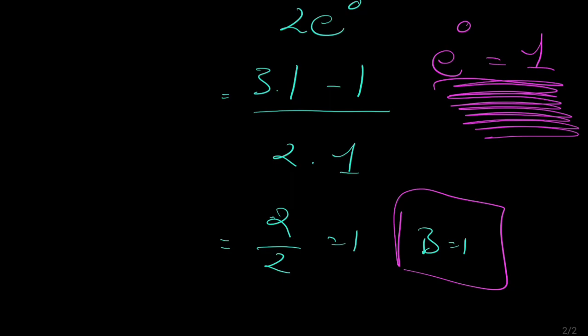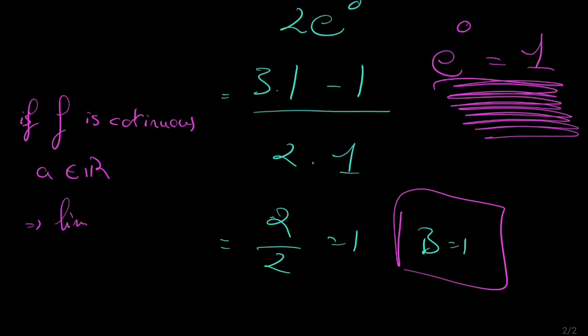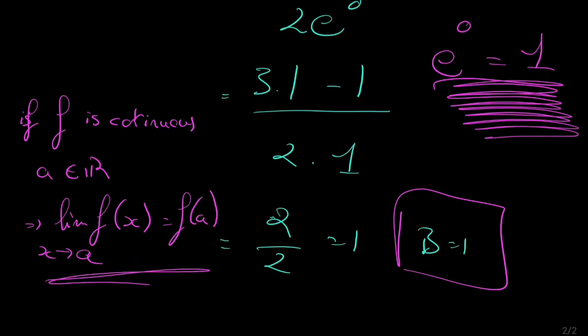What you have to remember here is that if f is continuous around any value a in R, this implies that the limit of f of x when x tends to a, which is the value that we are continuous around, is equal to f of a. This is a very important property.